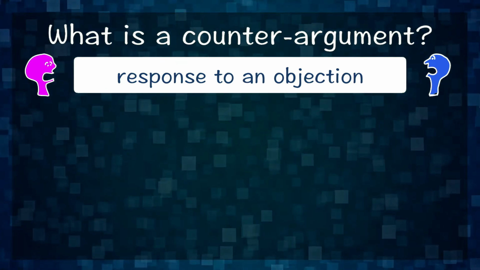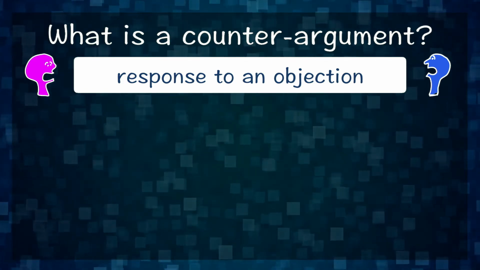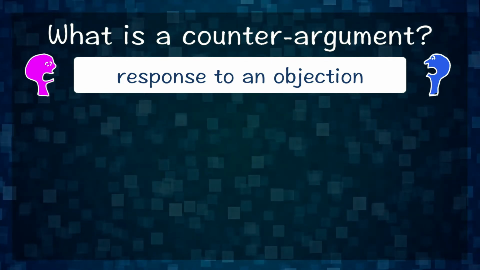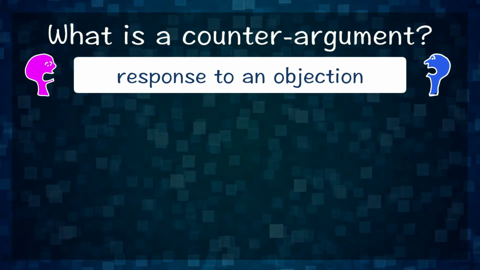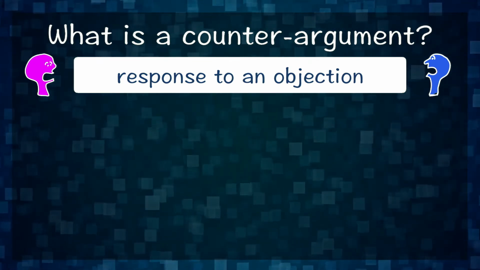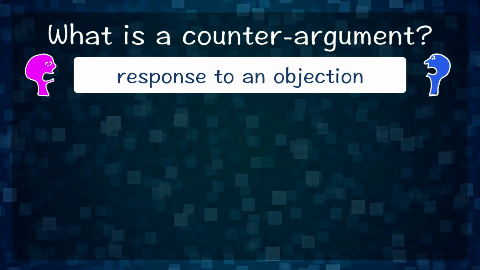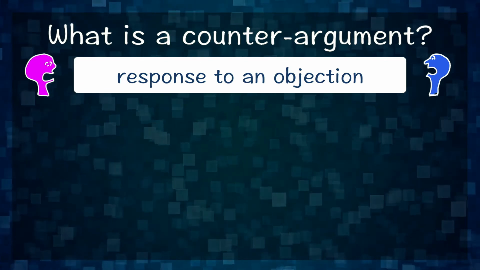Now, we have to do this by anticipating or thinking ahead as we're writing to what somebody might say in opposition to what we are writing about. Once we've thought that through, if we can anticipate that argument, then we can prepare a counter-argument against it.